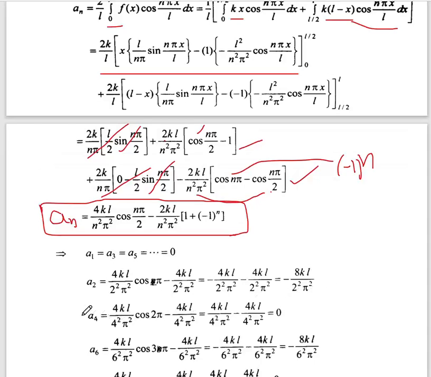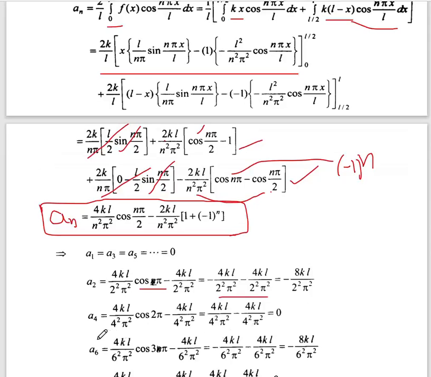Okay, so for n equal to 2, put n equal to 2 in this equation, we will get 4kl upon 2²π² cos π, minus 1 to the power 2, that is plus 1, so plus 1 plus 1, that is 2. So this 2 and this 2, 4kl upon 2²π², and we know that cos π is minus 1, so putting the values, we get minus 4kl upon 2²π² minus 4kl upon 2²π². So adding these two terms, we will get minus 8kl upon 2²π². This is the value of a2.